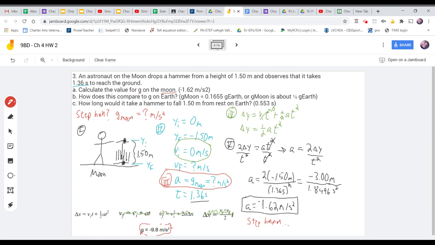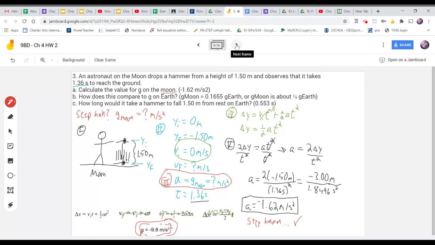We know that gravity is going to be a little bit weaker on the moon because the moon is smaller and less massive. So we do expect a number like this one, but smaller. And that's what we got. So we're happy. So that's part A.